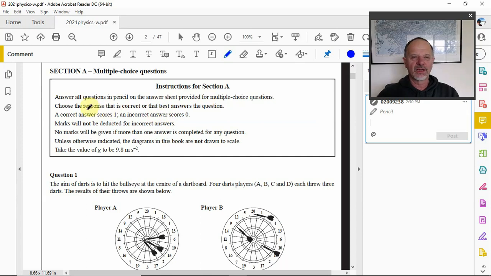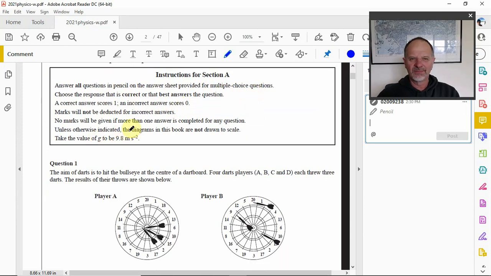These next two kind of go together. Correct answer scores 1, incorrect scores 0. Marks will not be deducted for incorrect. So what that means is that a blank gets you 0, and an incorrect gets you 0. So it's the same thing. So if worst comes to worst, eliminate some options and then make a choice from that. All right, g is 9.8.